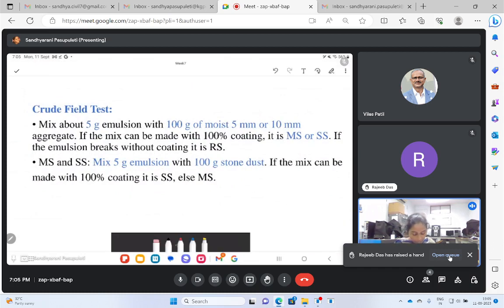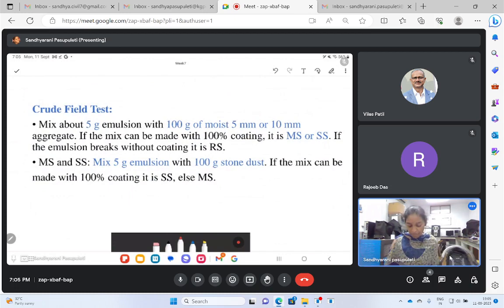Once we have already prepared the emulsion, in the field, if we want to understand whether the prepared emulsion is in a workable condition or not, there is a crude field test. Let us take 5 grams of the emulsion and mix it with 100 grams of coarse aggregates, either 5 mm or 10 mm in size. What is our main purpose? When I mix my aggregates with the emulsion, the emulsion should completely coat the aggregate surface.